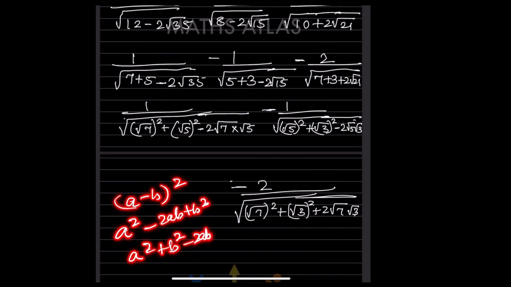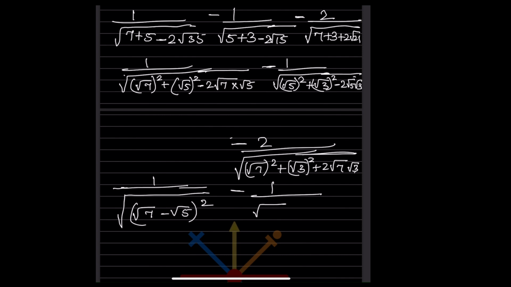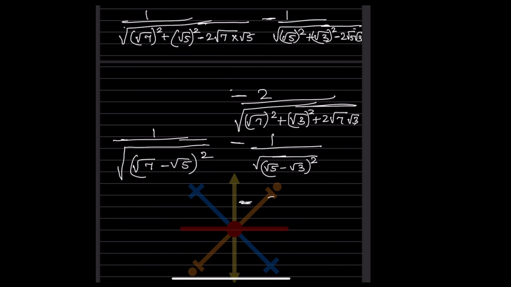So here what are you going to do now? We will write this same thing here: 1 by, what is in the numerator is 1. So that we can write as root 7 minus root 5 square, because a minus b whole bracket square. Hope that is clear. For the second part, we can write root of, the big root is here, root of 5 minus root of 3 whole bracket square. And for the third part, we can write as 2 by root of 7 plus root of 3.